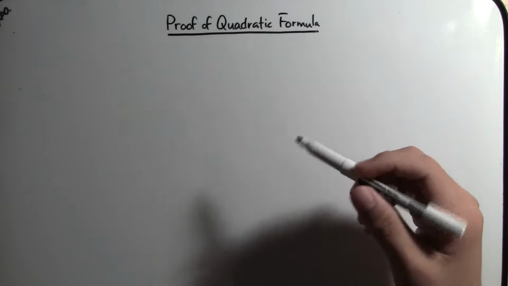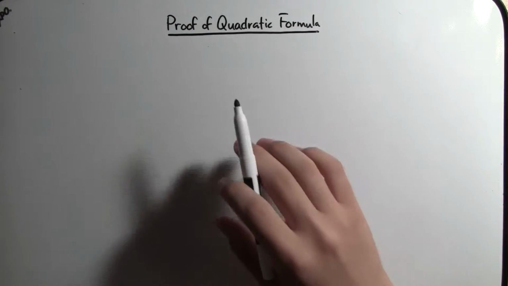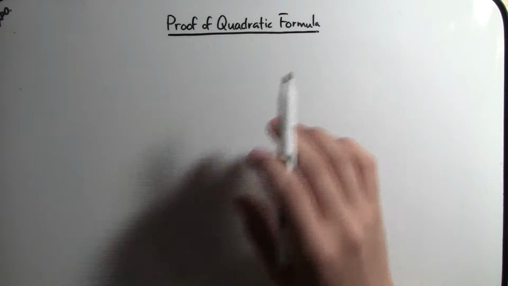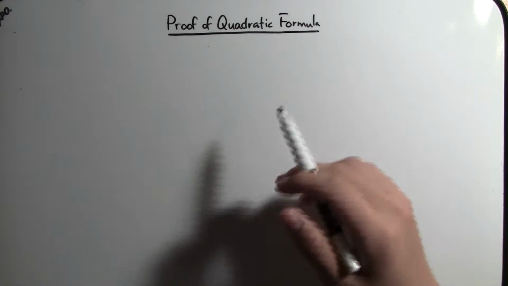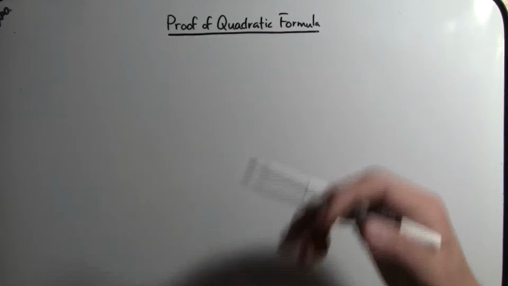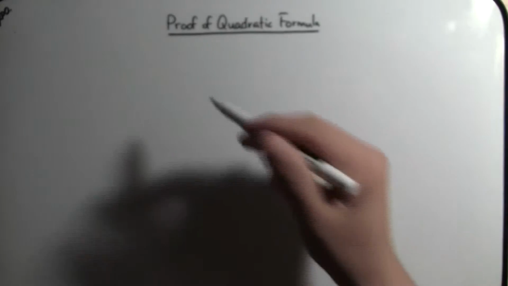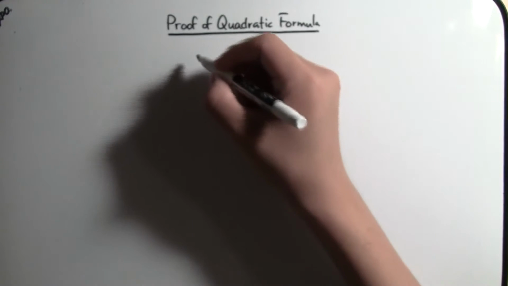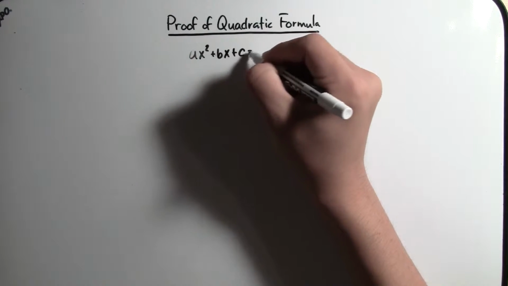In this video, we're going to look at a proof of the quadratic formula. So basically what the quadratic formula is used for is that it tells you what the solutions of a quadratic equation are. And normally you would use the quadratic formula when you can't solve a quadratic equation by factoring. So a quadratic equation is an equation of the form ax squared plus bx plus c equals 0.